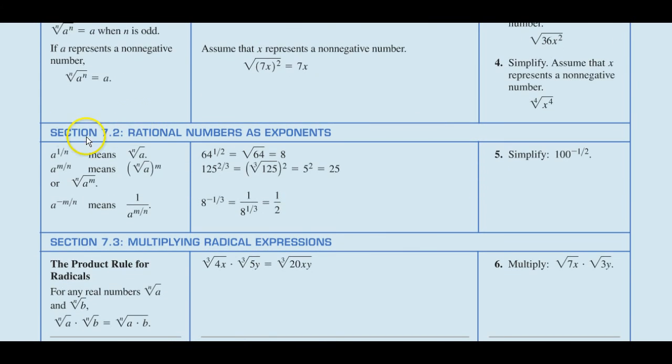And then we spent a lot of time going over section 7.2, where we were converting fractional exponents into radical expressions. And that was a good tool to use throughout. The negative fractional exponent we treat just by moving it down into the denominator, and that changes the sign.